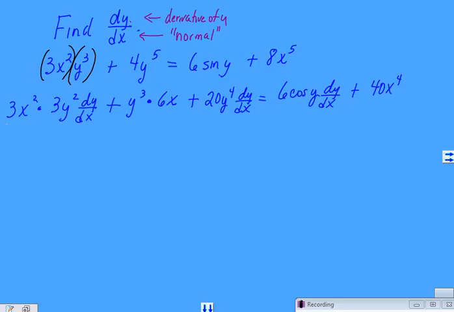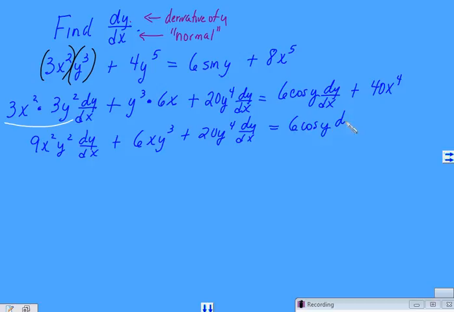These first two terms here, this is all multiplication. They need to get multiplied together. So we need to say that that's really 9x squared y squared times dy over dx. This next term could be in a better order. That would be better as 6xy cubed plus 20y to the fourth dy over dx, and the rest of these are okay as they're written. So we just need to recopy them.